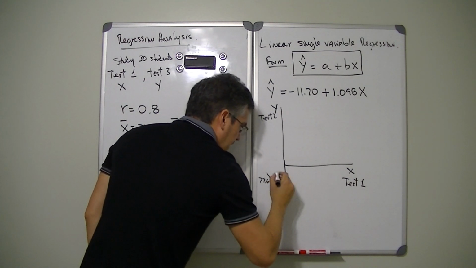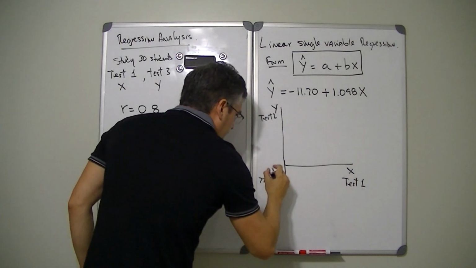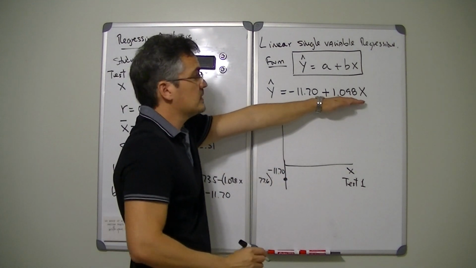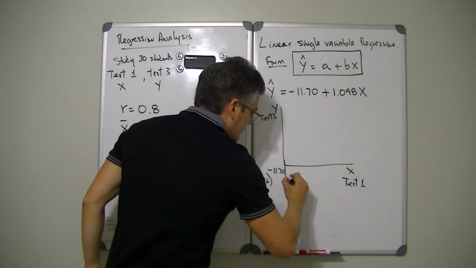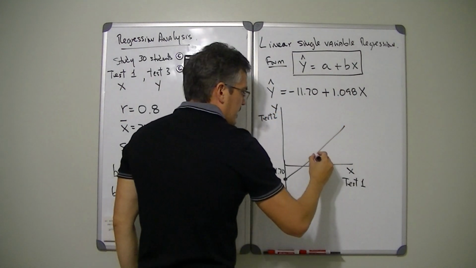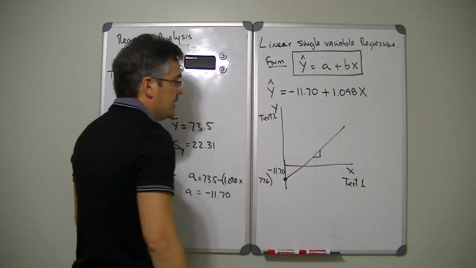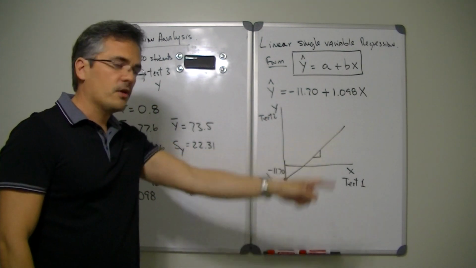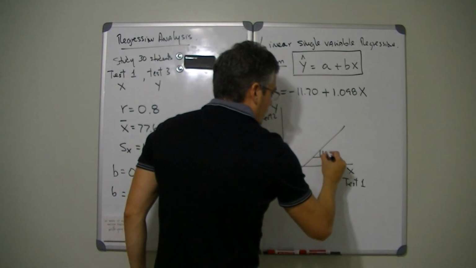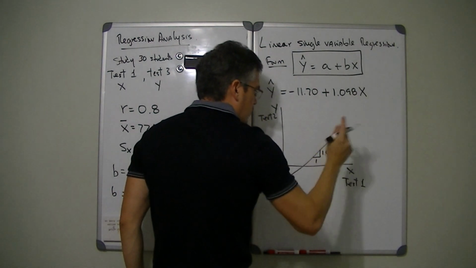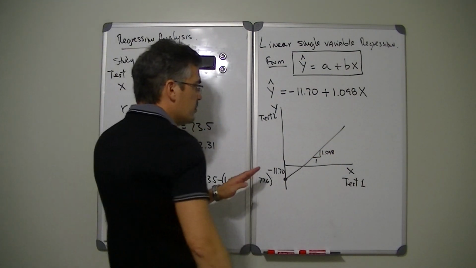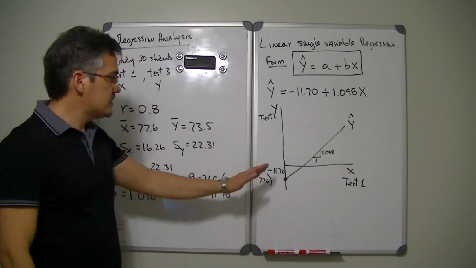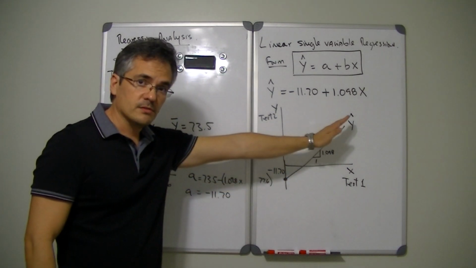So I'm going to start my line at negative 11.70. And then the line is going to be upward sloping by 1.098, like that. So again, the slope is going to be 1.098 upwards for every 1 to the right on x. So 1.098 to 1 is my slope. And this represents my y hat. All right? So this is my regression equation.